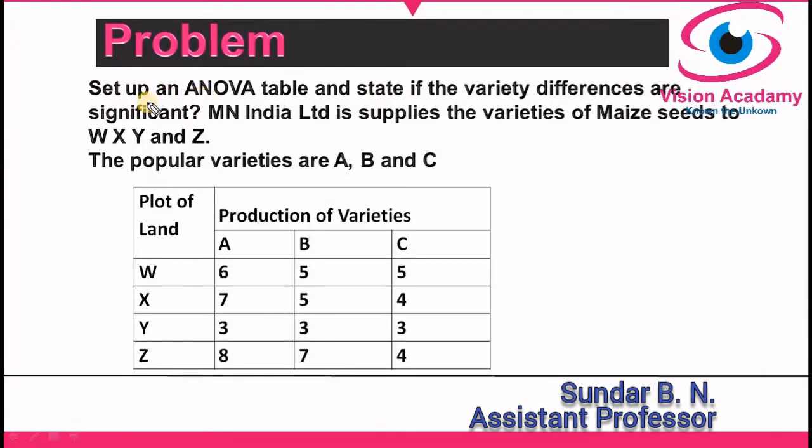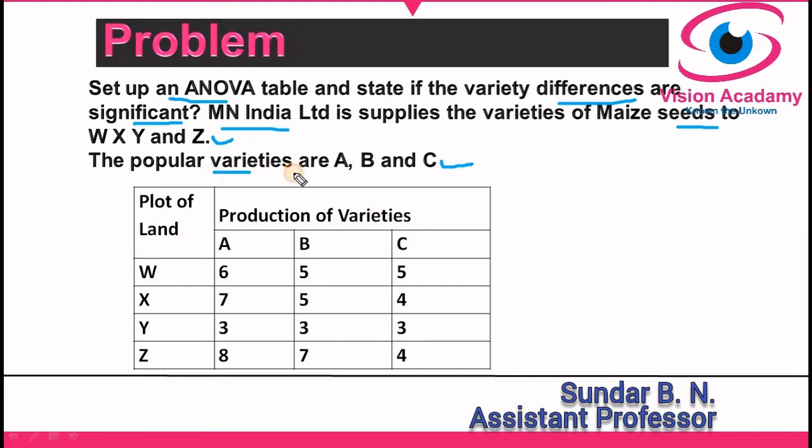Well, this is a problem for which we need to set up an ANOVA table and state if the variety differences are significant. In the problem, we have to state whether the variety differences are significant, where MN India Limited is supplying the varieties of maize seeds to W, X, Y and Z. These are plots of land, and here MN India is supplying varieties A, B, C. So we need to set up the ANOVA table and state whether variety differences are significant or not. For that we also have data relating to it.